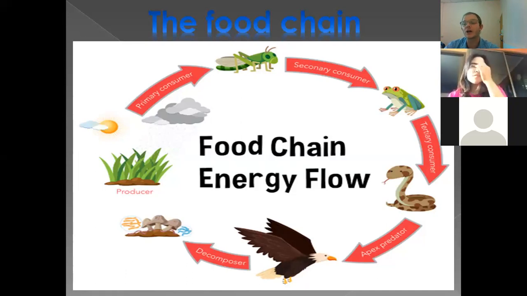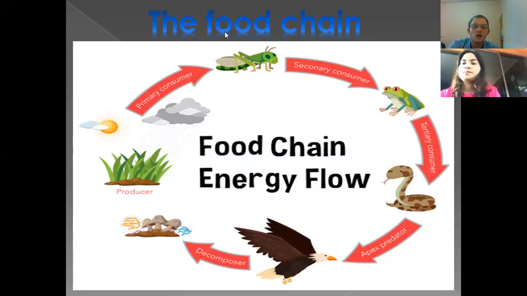But we have to first look at some vocabulary. We have 6 words here. The first one, we start off with the producer. Now, a producer is plants, because plants produce food for other animals. They also produce oxygen, so we can breathe. So here at the bottom, we start off with the producer. Producer, creating food.